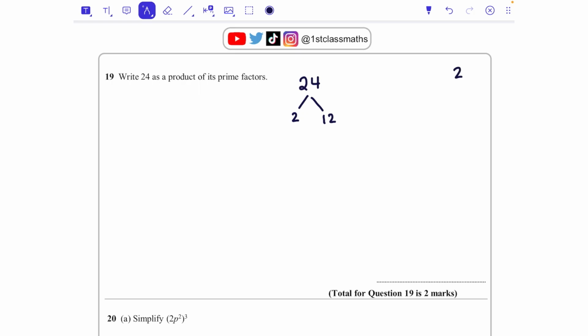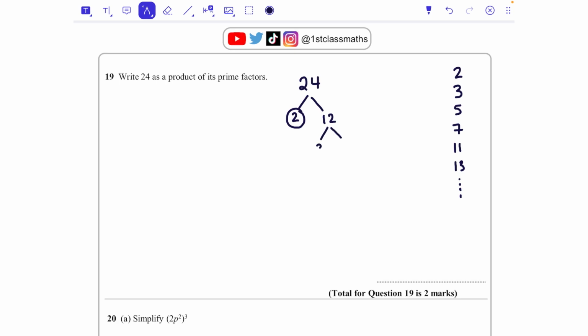Any prime numbers, so your prime numbers are 2, 3, 5, 7, not 9 because that's in the 3 times table, 11, 13 and so on. Numbers that are only in the 1 times table and their own times table. So if you get to a prime number, circle it. And if the other number isn't prime, then you carry on.